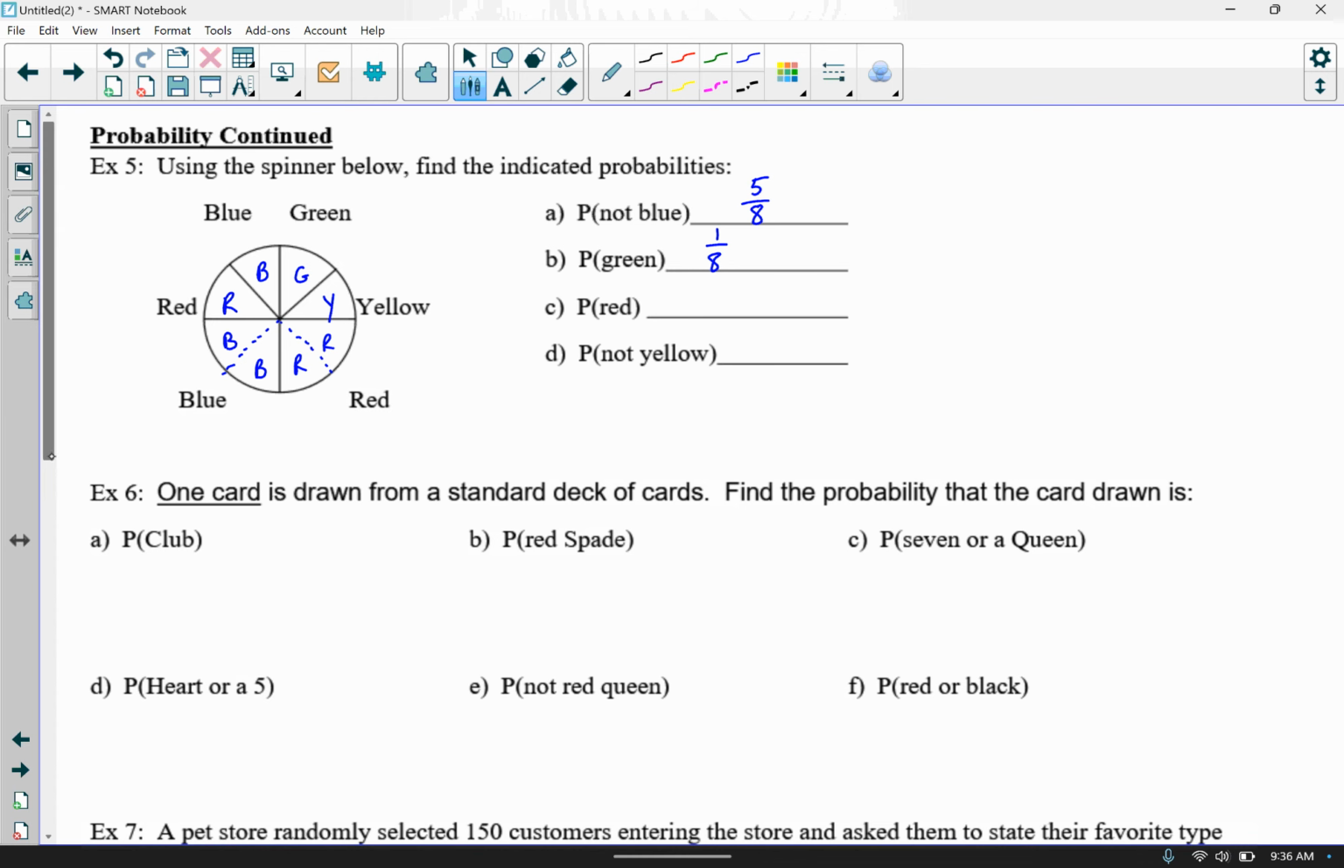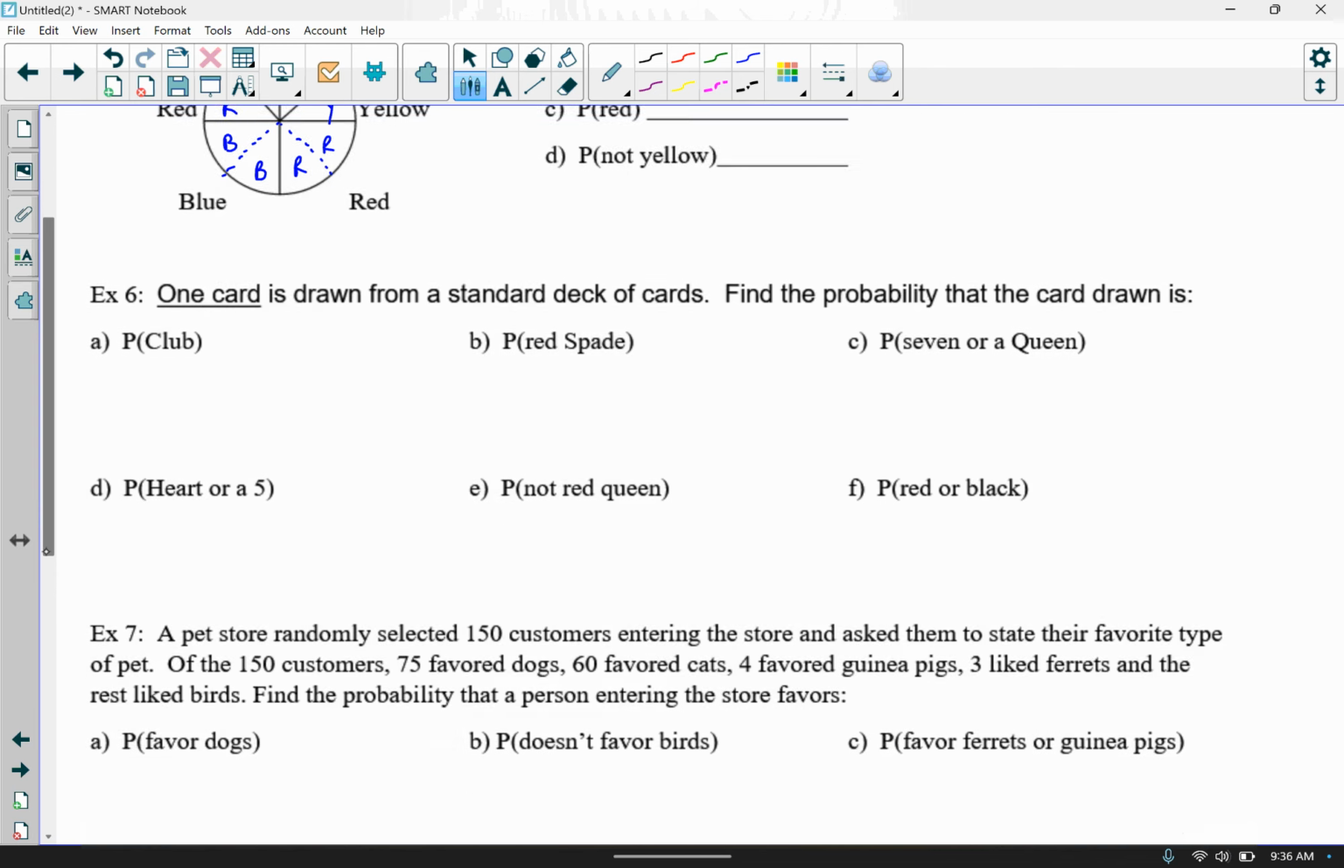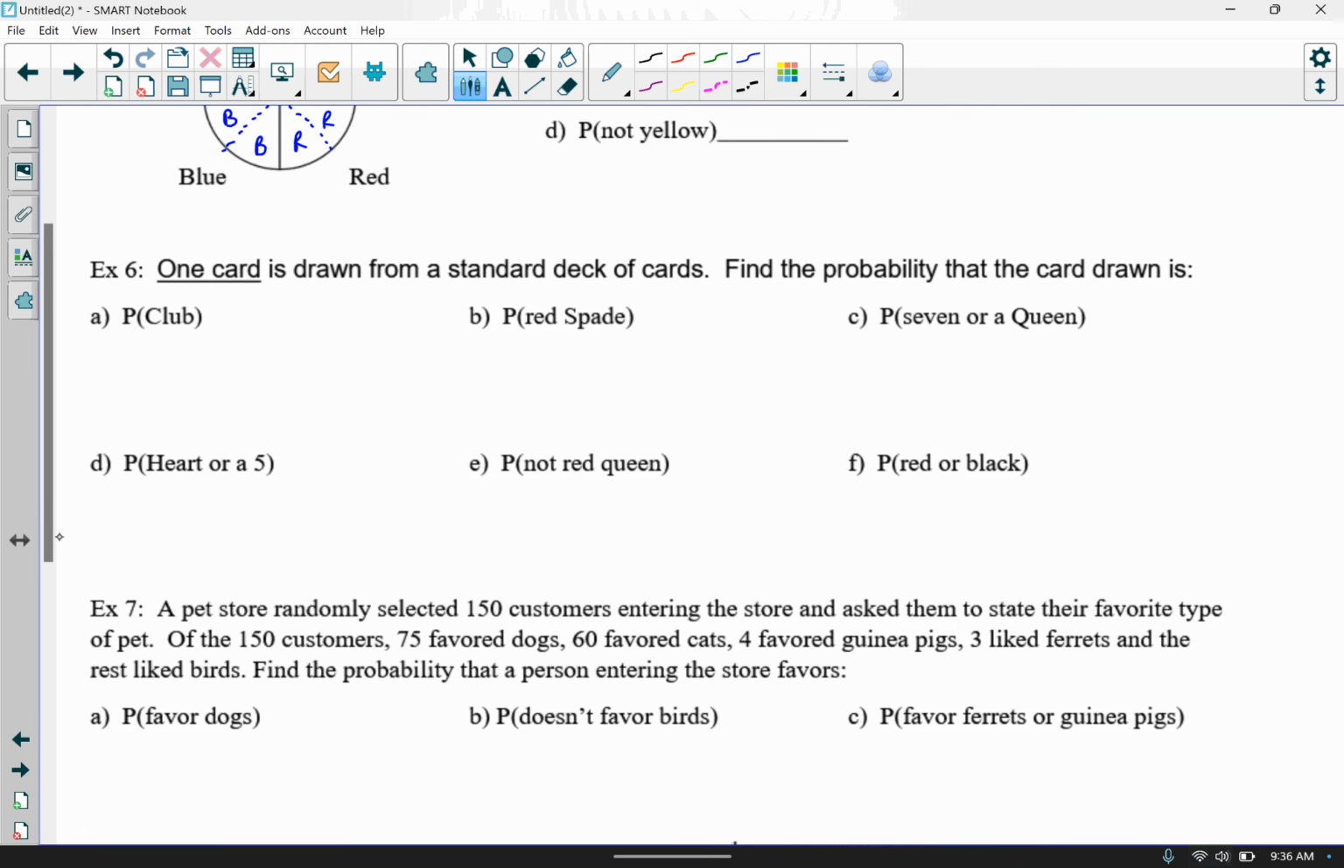Example 6 is an important one, so I'm going to do all of these examples here with you. This is drawn from a standard deck of cards, like I mentioned to you. If you're not familiar with the deck of cards, that is available to you on your formula sheet. There are 52 cards in your deck. There are 4 suits. You've got your spades, clubs, diamonds, and hearts. Your spades and clubs are known as your black suits. Diamonds and hearts are your red suits. There are 13 cards in each of those suits.